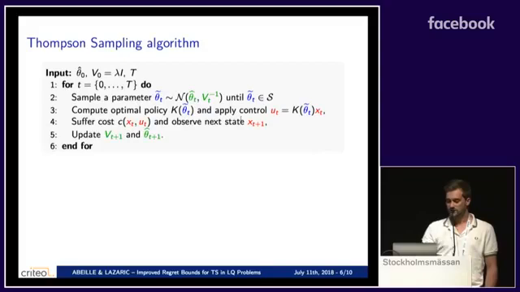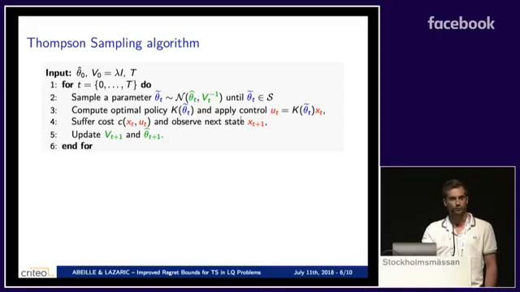So what's the Thompson sampling algorithm that we have? It's quite simple. It consists, at each time step, in sampling a parameter theta tilde based on the knowledge that you acquired, but on the basis of your uncertainty in order to promote exploration. Once this parameter has been sampled, just compute, thanks to the Riccati equation, the optimal policy associated to it. Follow this policy, suffer a cost, observe the next state, which allows you to update the knowledge that you have, and so on and so forth.